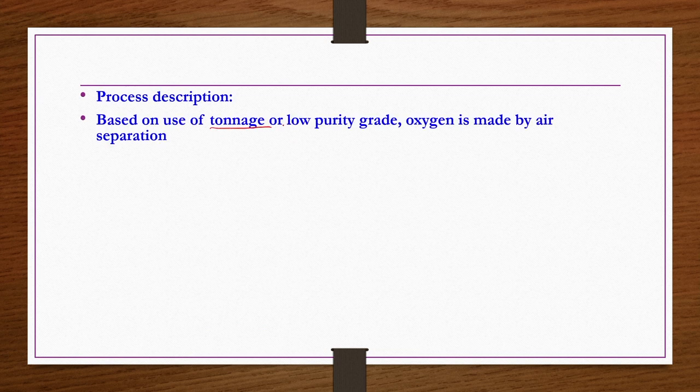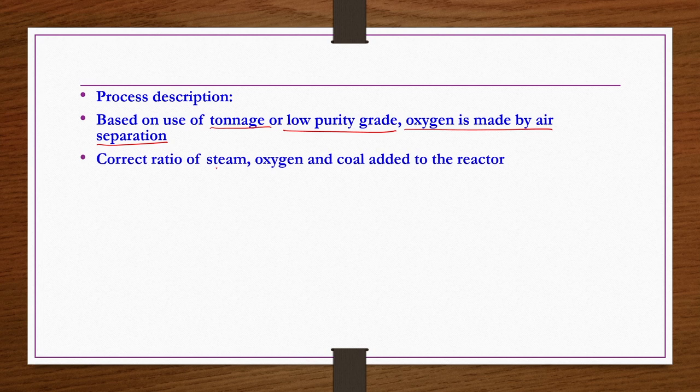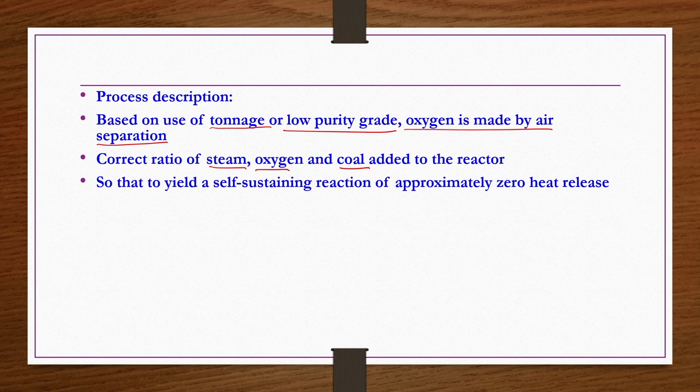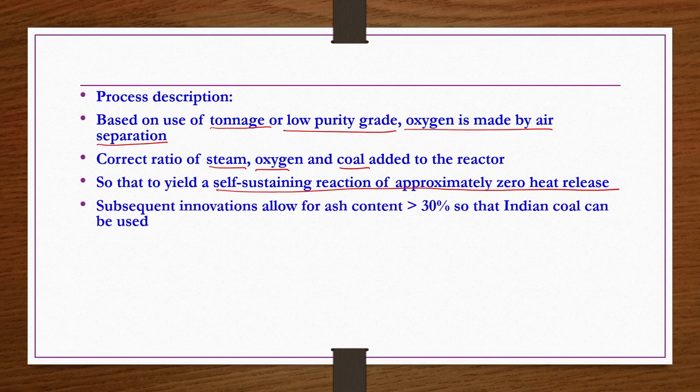Process description. It is based on use of tonnage or low purity grade oxygen made by air separation, right? And then the correct ratio of steam, oxygen and coal is added to the reactor so as to yield a self-sustaining reaction of approximately zero heat release. Self-sustaining reaction in the sense that delta H naught should be close to zero. Subsequent innovation allows for ash content of more than 30% also, so that Indian coal can be used.